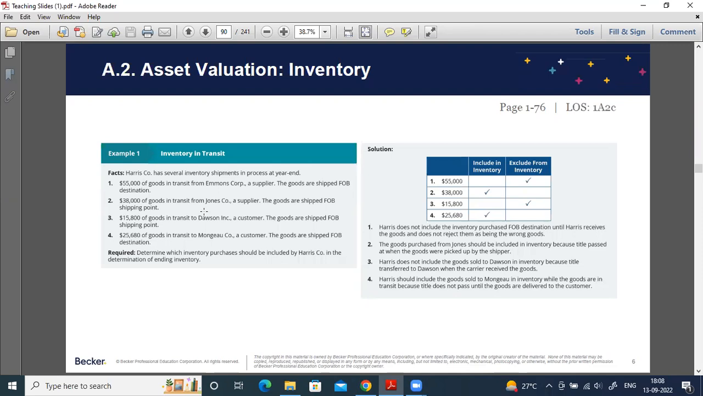Now here the requirement is we need to determine which inventory purchases should be included by Harrisco in the determination of ending inventory. So finally, the ending inventory, according to this, we need to compute.